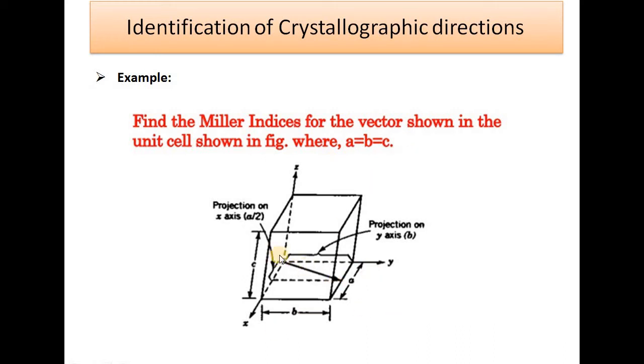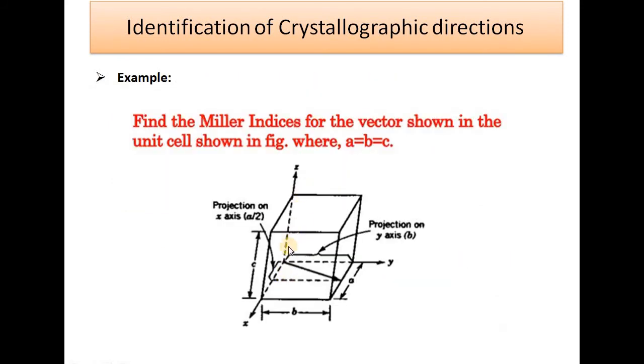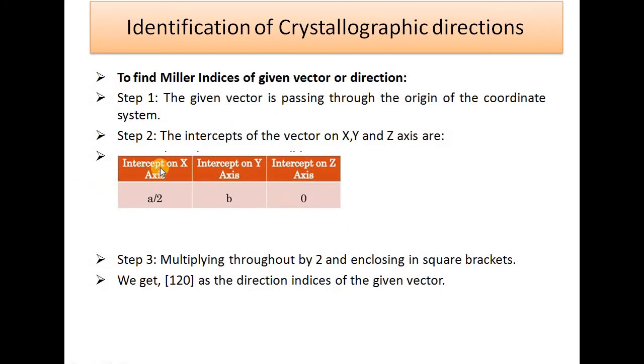Now, this vector has intercept a by 2 on the x-axis and intercept b on the y-axis, as we can see from the figure. And in the case of the z-axis, there is no intercept, so it has a 0 intercept on the z-axis. So we can write here, step 1: the given vector is passing through the origin of the coordinate system, and the intercepts of the vector on the x, y and z axes are a by 2, b and 0.